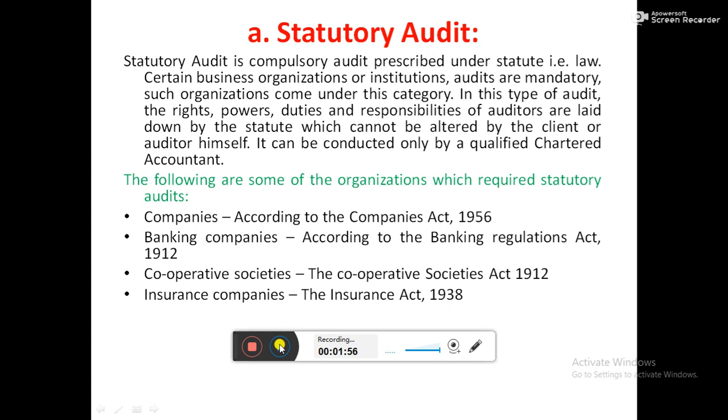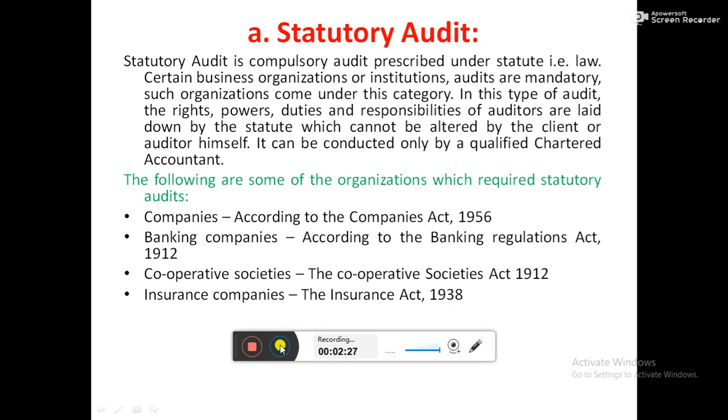That means to say that statutory audit is one which is compulsory for some of the organizations which are established under statute or which are established under the law. Examples of statutory audit are, the first one is companies, that is joint stock companies. Auditing of joint stock company accounts are compulsory under Companies Act 1956.